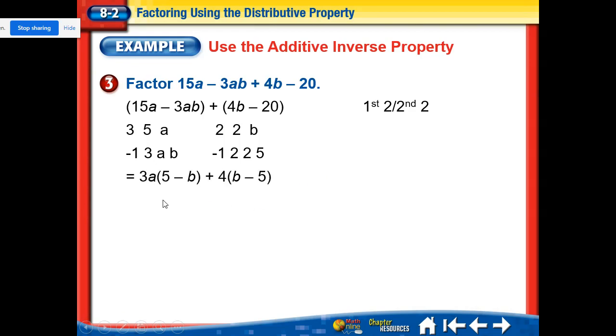So I'm looking for what's in common. So 3 and a are in common here. That's left with 5 and a minus b. And over here we have 2 and 2 left with b minus 5. Are these the same? No, they're not. They're very close. They're opposites, right? It's 5 minus b, and this is b minus 5.